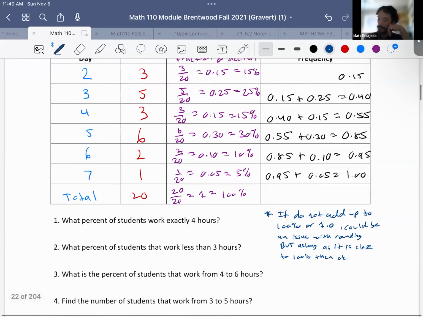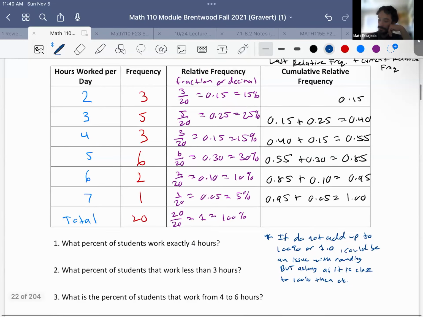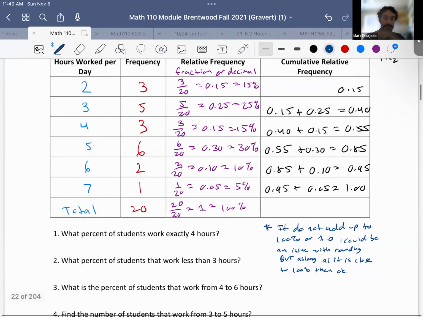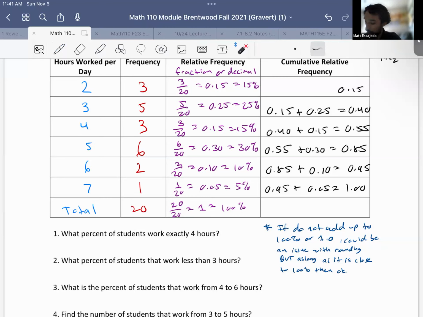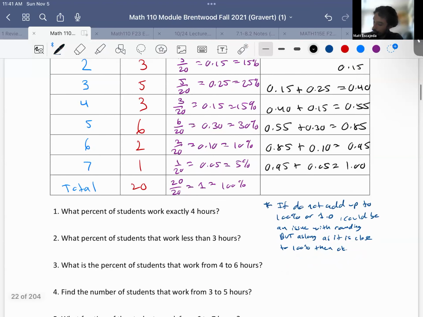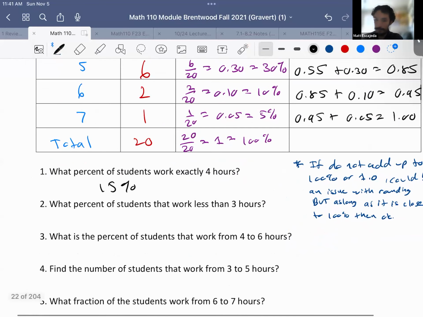So we filled out this table, so that's step one. But now we've got to figure out these questions. Question one says, what percent of students work exactly 4 hours? This is where we look at our relative frequency. So 4 hours, we know we're in this row right here. We know 3 students work 4 hours, and we found that relative frequency. So we would just say 15%. Exactly 4 hours, that's just 15%.